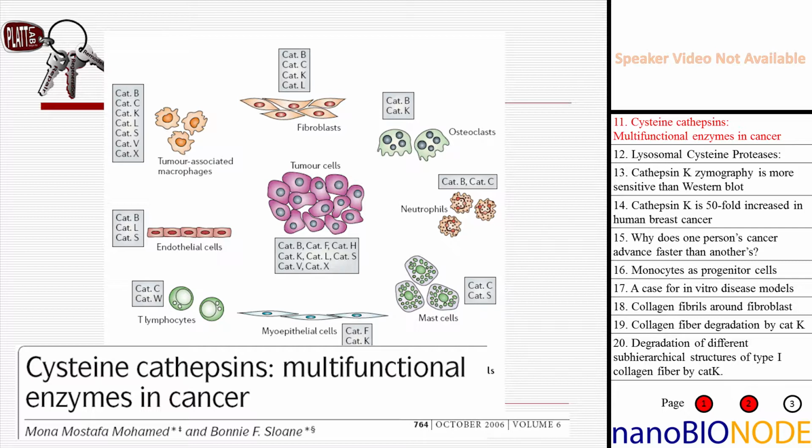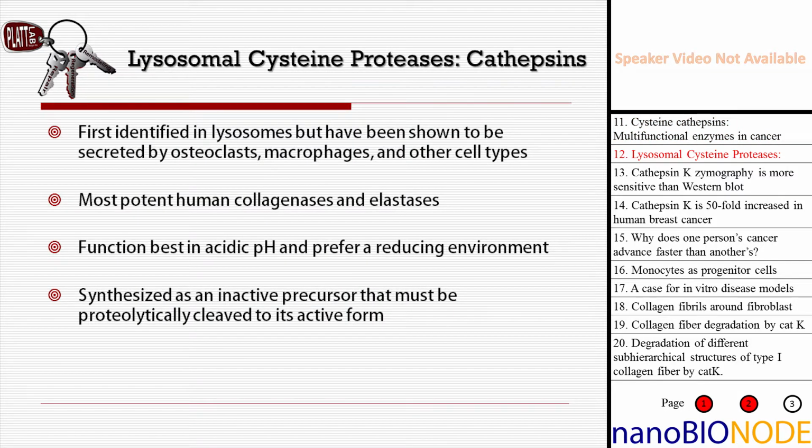So a little bit more about them. They were originally called the lysosomal cysteine proteases because they were identified in lysosomes. What are lysosomes? Anybody know what they are? They're like your trash compactors in the cell. They degrade all the extra protein that the cell wants to turn over. So these are really powerful proteases because they eat all the proteins that your cells want to destroy. But they've been shown to be secreted by osteoclasts.